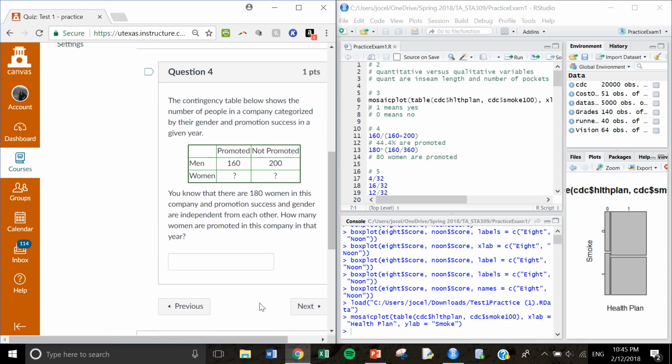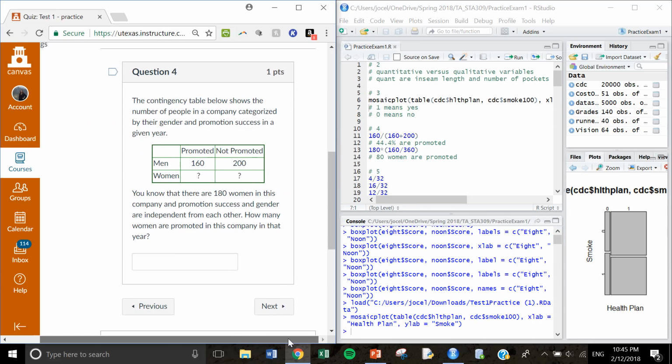Question 4. The contingency table shows the number of people in a company categorized by their gender and promotion success in a given year. You know there are 180 women in this company, and promotion success and gender are independent. So this is the key word that is needed to be able to answer this question. If promotion and gender are independent, we know the percentage of men that get promoted is going to be the same as the percentage of women that get promoted.